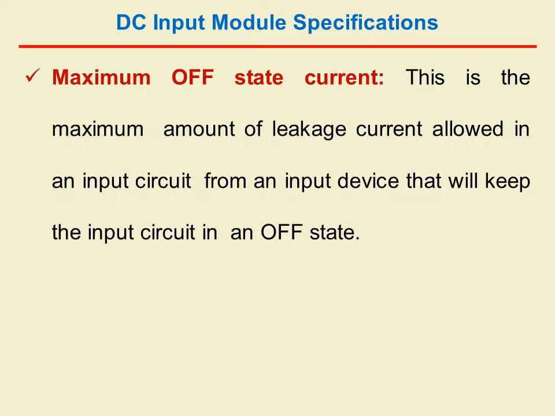Specifications of DC input module. The first specification is maximum off-state current. This is the maximum amount of leakage current allowed in the input circuit from an input device that will keep the input circuit in an off state.